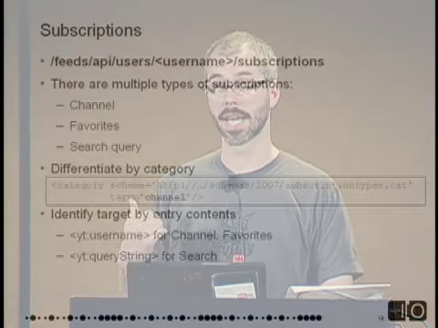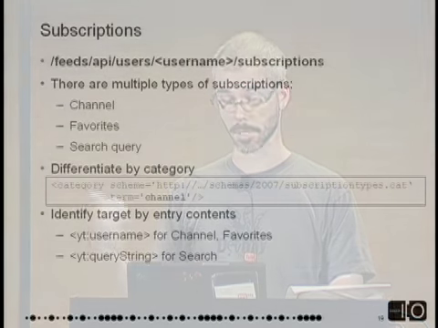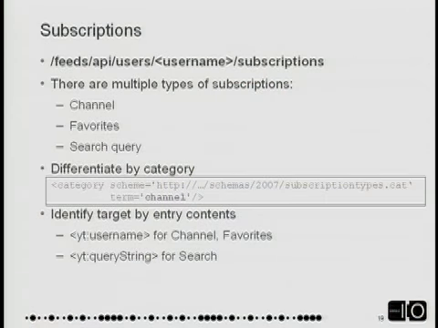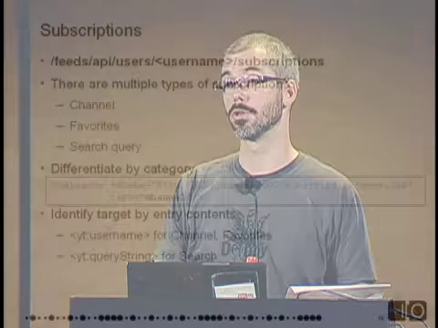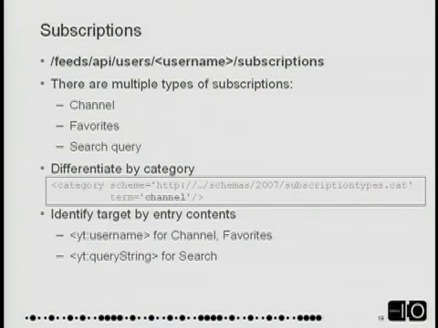When you're fetching a user subscription, you want to be able to differentiate what types of subscriptions they have. And so again, we use a category to indicate whether this is a channel subscription, a favorites, or a search query subscription. In addition to the type, they have different things that you're subscribing to. If I'm subscribing to a channel or favorites, I'm subscribing to a user, and you'd like to know what that user is. Whereas if I'm subscribing to a search query, there's a term, and you'd want to know what that term is. So we provide those in the subscriptions as well. One thing to point out, the YouTube website recently added the ability to subscribe to users' playlists. That's not yet available in the API, but we're working on it.